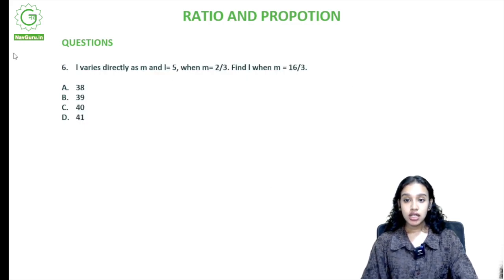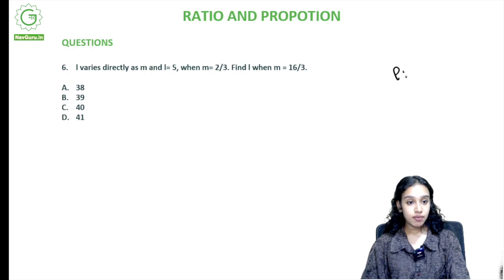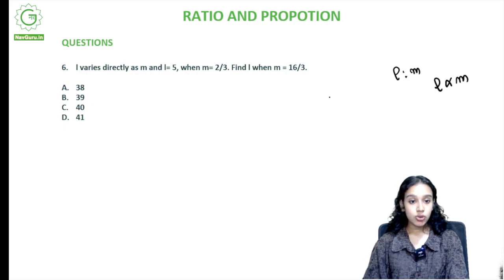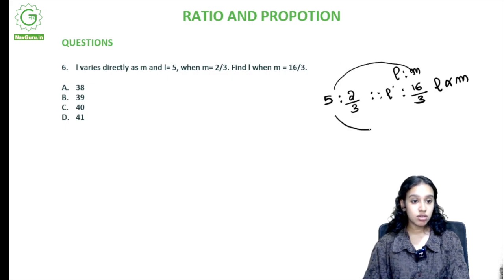Now, L varies directly as M and L equal to 5 when M equal to 2 by 3. Find L when M equal to 16 by 3. So, L is directly proportional to M. When L equal to 5, M equal to 2 by 3. So, we have to find L dash when M is equal to 16 by 3, right? So, what do we do here? We know that the product of extremes equal to the product of means.